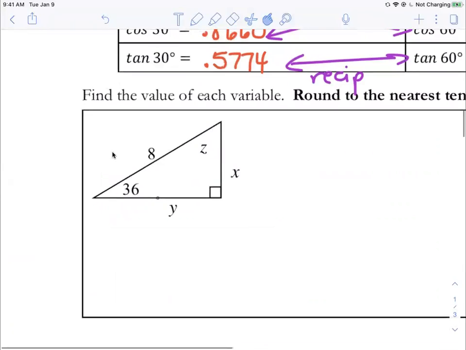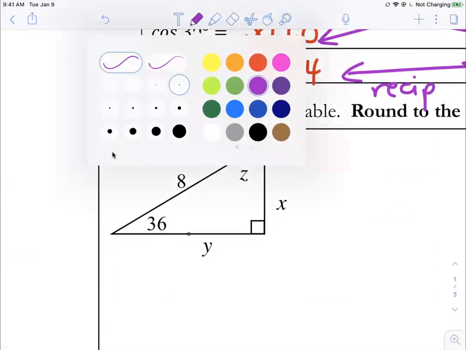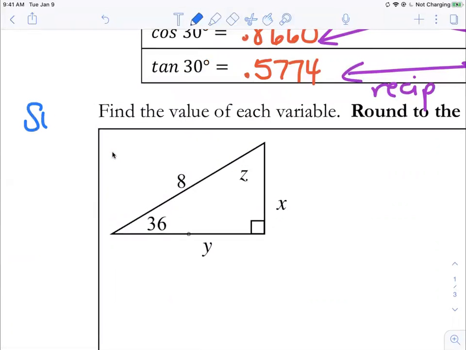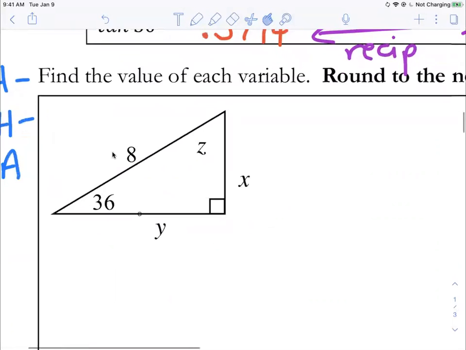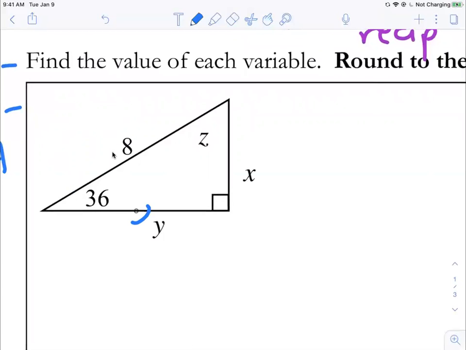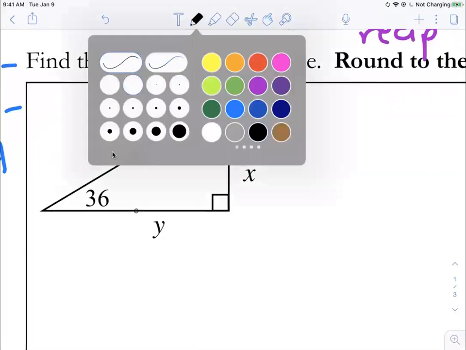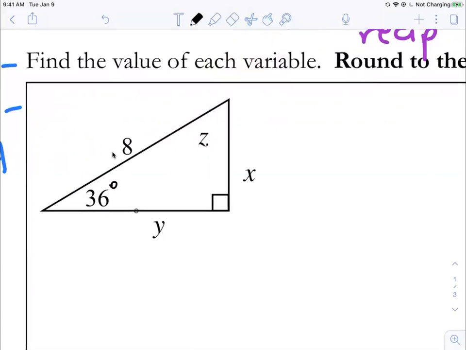Okay, that's everything else that is going to be in this lesson. So before we start here, we're going to write down SOH CAH TOA. Sine is opposite over hypotenuse, cosine is adjacent over hypotenuse, tangent's opposite over adjacent. For some reason my little degree symbol down there ended up jumping down. That should be 36 degrees there.